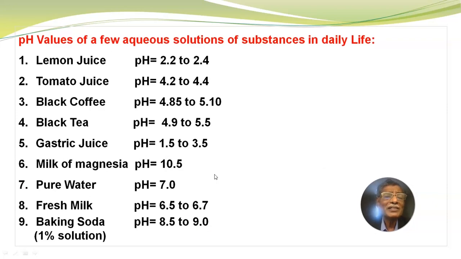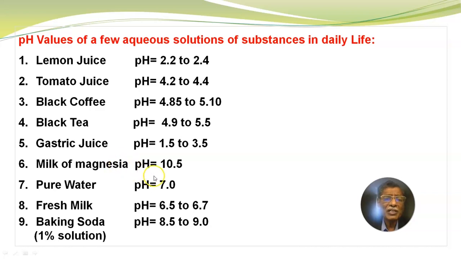Now let us see the pH values of a few aqueous solutions of substances used in daily life. For example, lemon juice pH is equal to 2.2 to 2.4. Tomato juice pH is equal to 4.2 to 4.4. Black coffee 4.85 to 5.10. Black tea 4.9 to 5.5. Gastric juice 1.5 to 3.5.